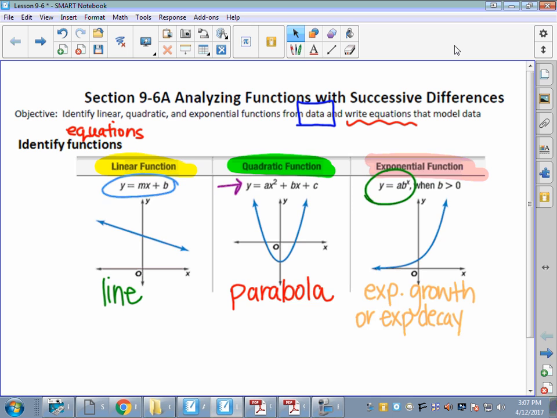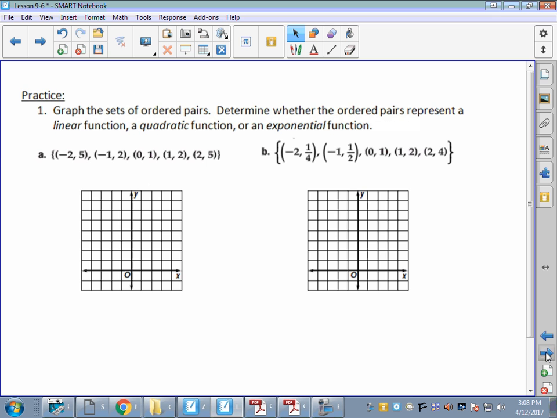So practice. 1a and b, it says to graph the sets of ordered pairs, determine whether they represent a linear, a quadratic, or an exponential function. So let's do a quick set of points. Notice I've got these sets of ordered pairs. Please hit pause, graph these, and let's get these on the graph. Negative 2, 5, negative 1, 2, 0, 1, 1, 2, and 2, 5. If I connect these dots, it seems pretty apparent to me. What kind of function is this?